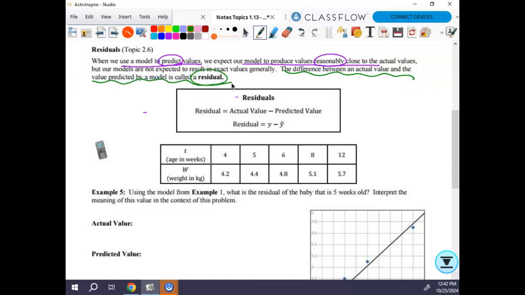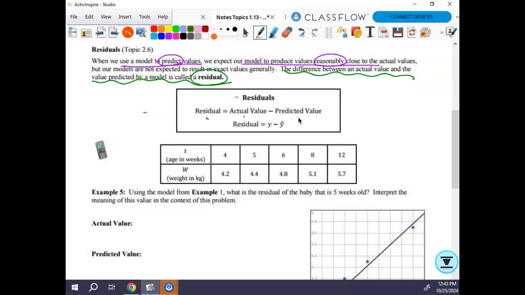It's very easy to find. The residual is the actual value minus the predicted value. Y minus Y hat, right? And so actual minus predicted gives you a residual. Predicted minus actual gives you something else that we will get to later. Because really, this is from lesson 2.6, but because it applies to regression, we're just going to talk about it right now. So you've seen it, and then we'll talk about it when we get to 2.6, okay?